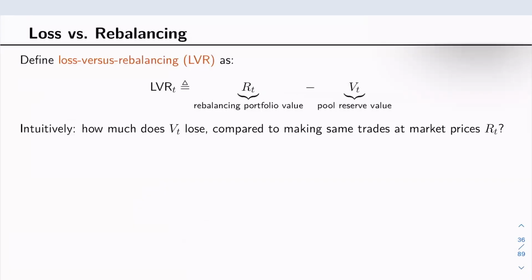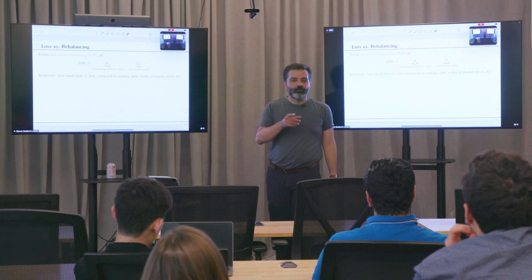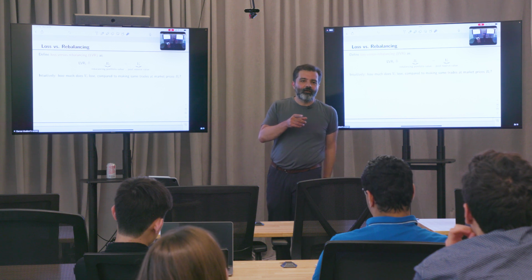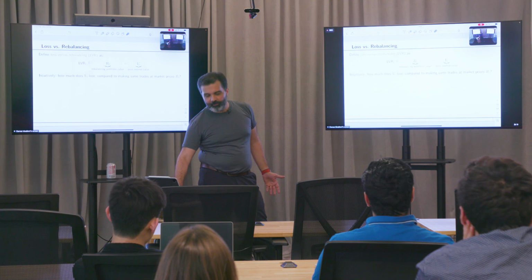OK, so loss versus rebalancing, as the name suggests, is how much the pool is worth less than the rebalancing value. Oh, sorry. I guess it doesn't really matter, but what's the assumption on the movement of the price? Is it just like a martingale? So I assumed it's a geometric Brownian motion. OK, cool. Sorry. So not a martingale, but a nice process.